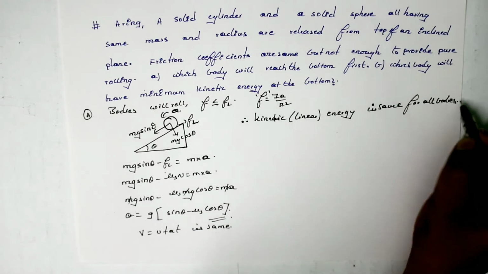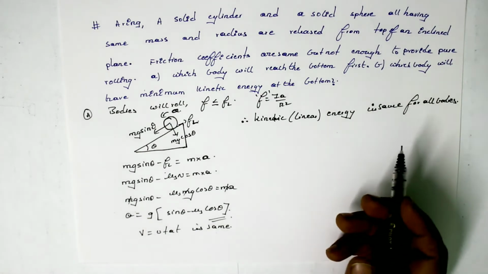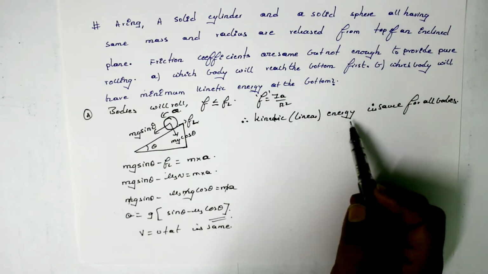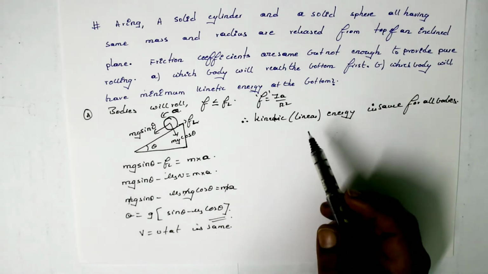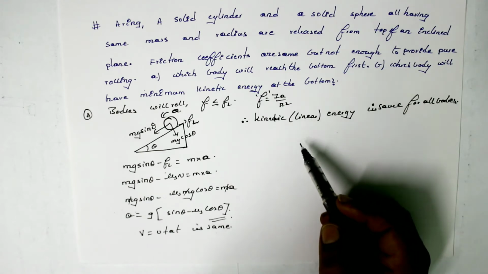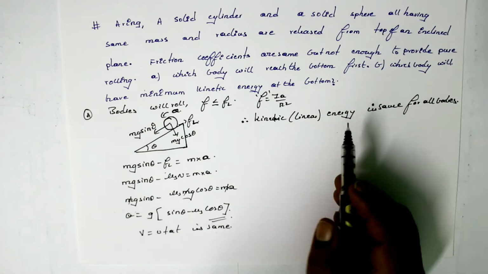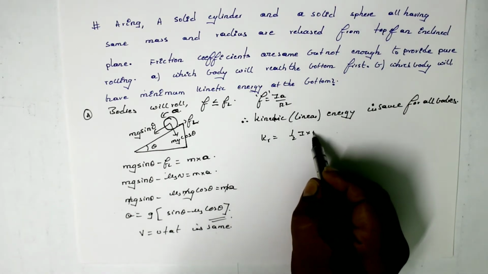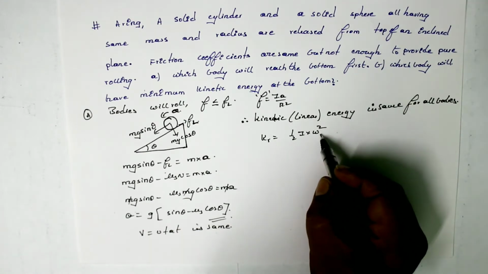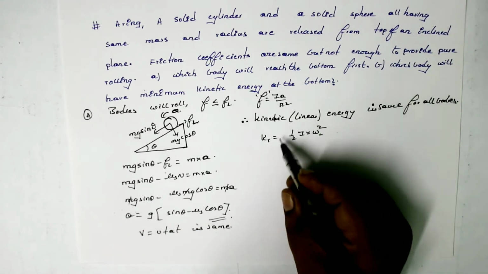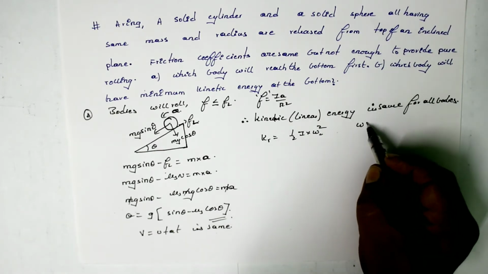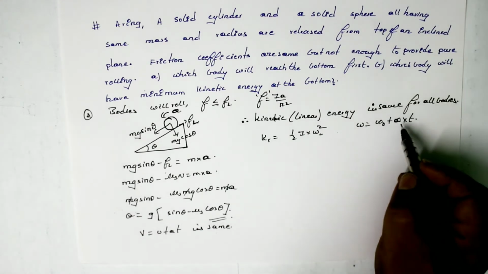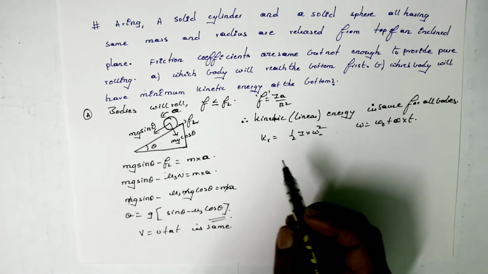So kinetic energy is a sum of linear kinetic energy, that is translational, and rotational kinetic energies. Out of them, linear kinetic energy is the same for all these bodies. Now let us discuss the rotational kinetic energy. So K rotational is equal to half I omega square. If I can calculate the omega value, then I can calculate rotational kinetic energy. Omega can be calculated as omega naught plus alpha into t. So let us see how we can calculate the alpha value.